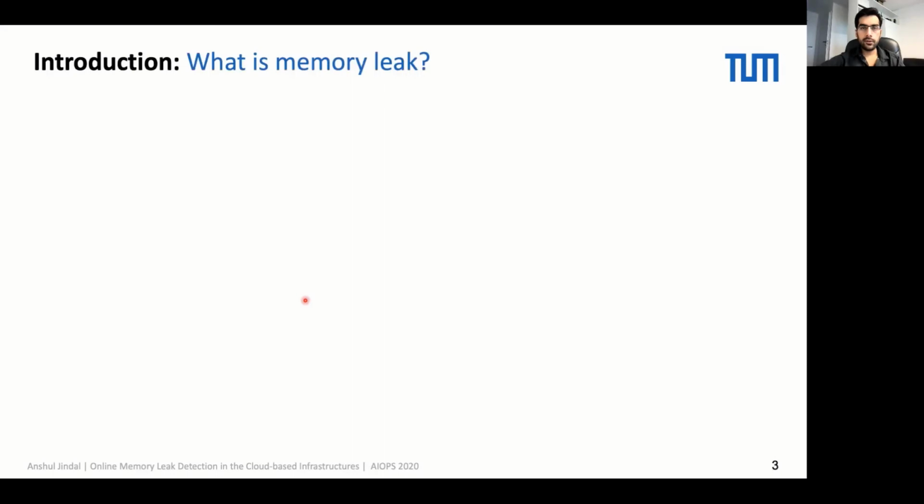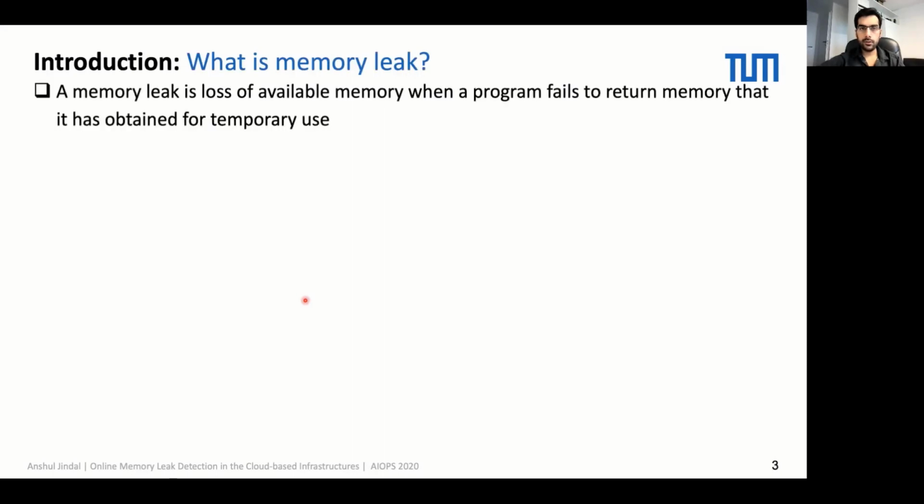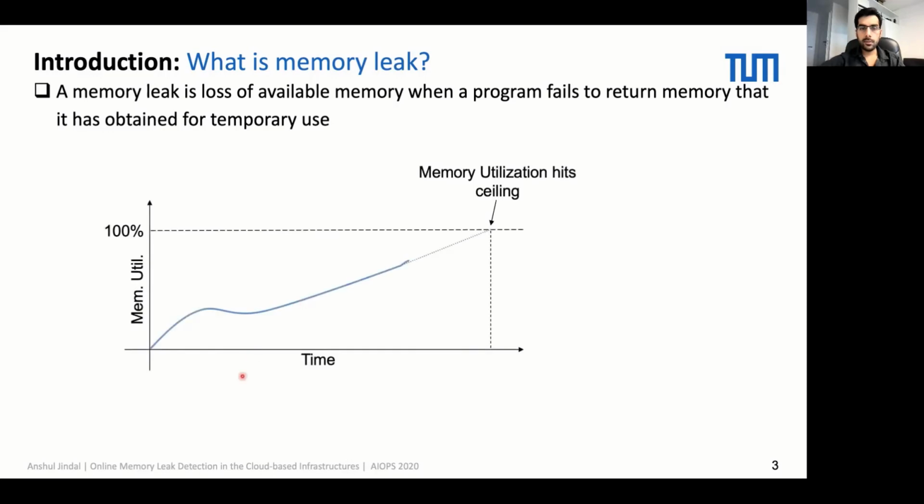So I'll start with a bit of an introduction, like what is a memory leak. As everyone already knows, a memory leak is a loss of memory when a programmer fails to return the memory which they obtained for temporary use. Usually this is how the memory utilization pattern in memory leaks looks like, where the memory utilization is increasing as time progresses, and after a certain time it would reach 100% memory utilization. This can be regarded as a potential memory leak case, but it is not always a memory leak, because the application can also use memory in a linearly increasing fashion as well.